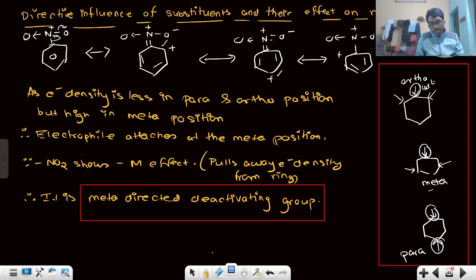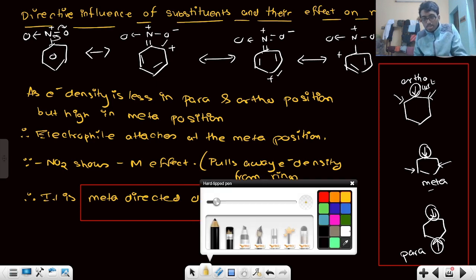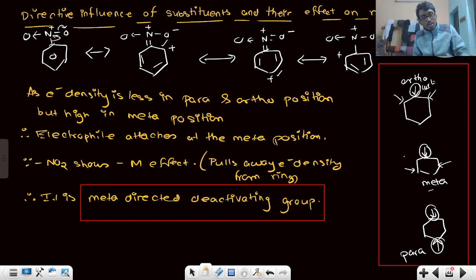Meta directing deactivating group, because the question will be asking for what is meant by meta directed deactivating group. Give examples of meta directed deactivating group. Why is it meta directed deactivating group? Deactivating group because of minus M effect. Meta directed because electron density is high at meta position. You can see plus is on para and ortho, so definitely the electrophile will not attack there.